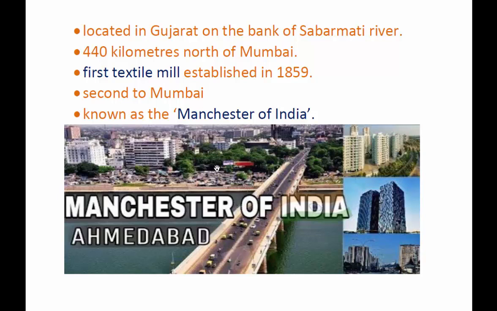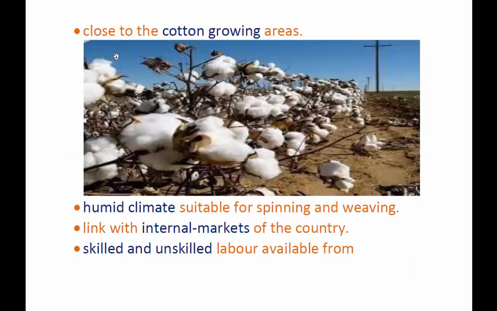Manchester is in Britain, in England. So in India, Ahmedabad is like this Manchester, so it is named the Manchester of India. Ahmedabad is very close to the cotton growing areas. They have a humid climate which is suitable for spinning as well as weaving, and they are also linked with internal markets of the country. Many skilled and unskilled laborers are available in this region.